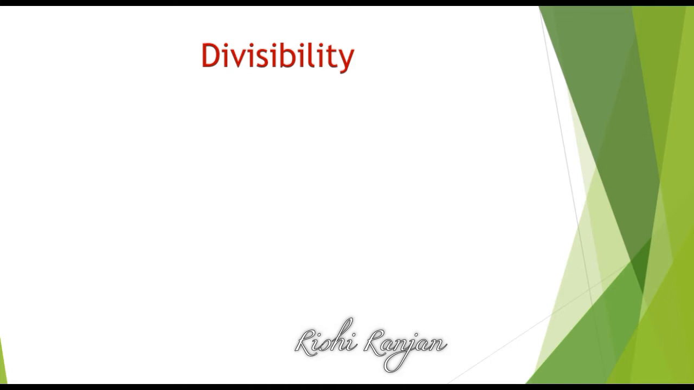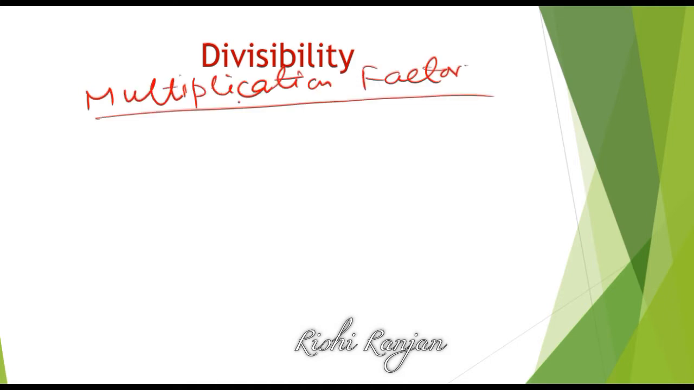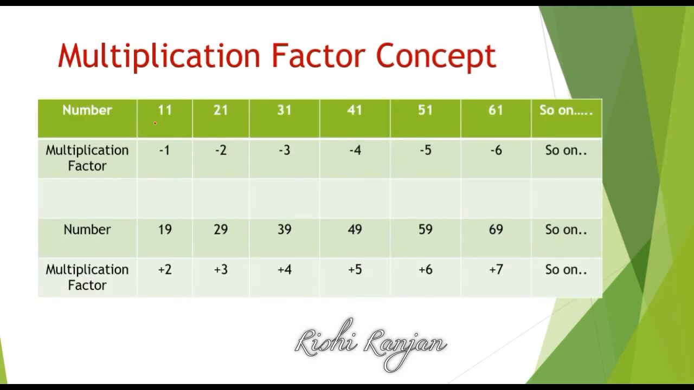Now I'm going to tell you another formula which can be applied for any prime number. This is called the multiplication factor. First, I'll tell you the multiplication factor for some numbers. Copy that. Later, I'll tell you how to apply that. The multiplication factor for 11 is minus 1, 21 minus 2, 31 minus 3, 41 minus 4, 51 minus 5, 61 minus 6 and so on. It continues: 71 minus 7, 81 minus 8 and so on.